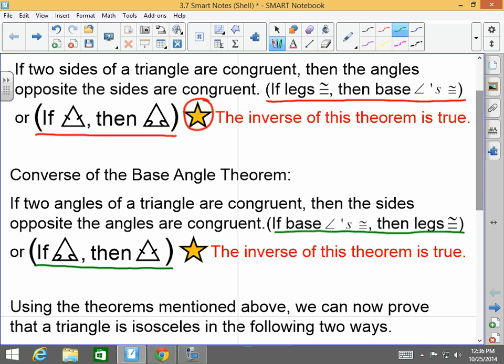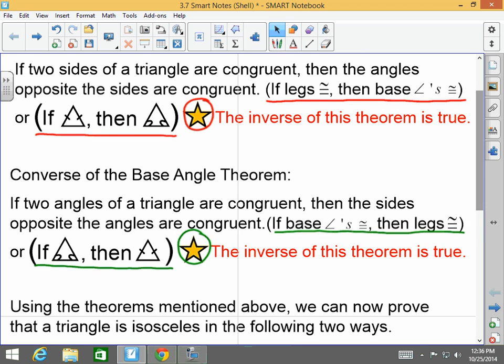Okay? Please notice as well that the inverse of this theorem is true as well. In other words, if two angles of a triangle are not congruent, then the sides opposite of those angles are not congruent.